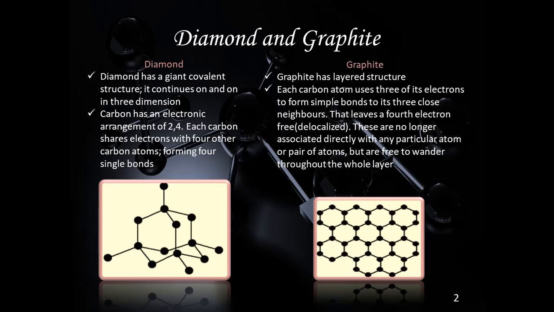Carbon has an electronic arrangement of 2,4. In diamond, each carbon shares 4 electrons with 4 other carbon atoms, forming 4 single covalent bonds, while in graphite each carbon atom uses 3 of its electrons to form single bonds to its 3 close neighbors. That leaves a 4th electron free. We call it delocalized. These electrons are no longer associated directly with any particular atom or pair of atoms, but are free to wander throughout the whole layer.